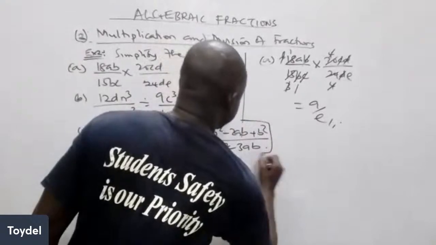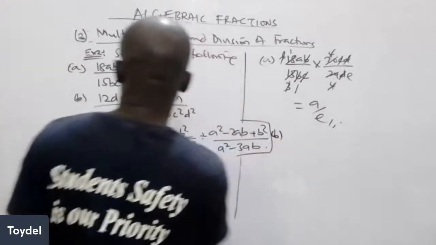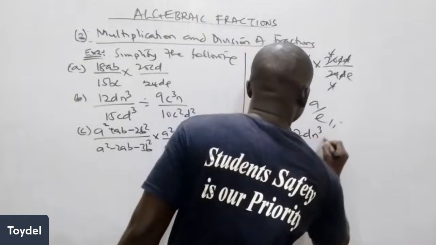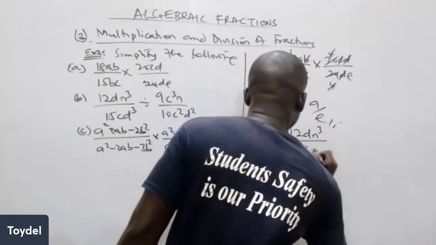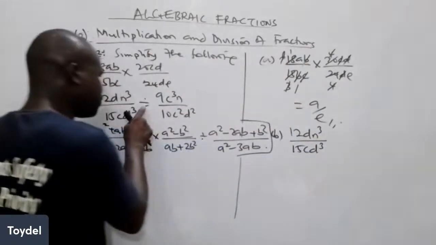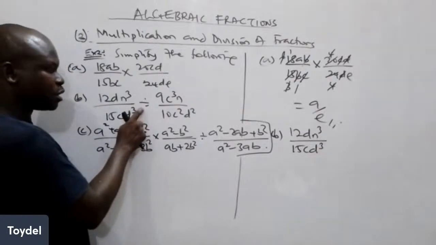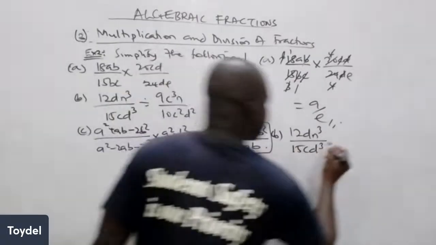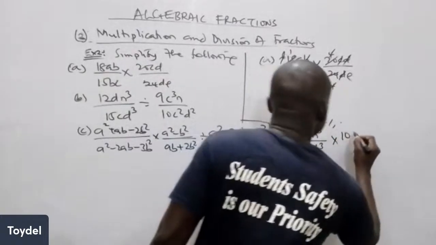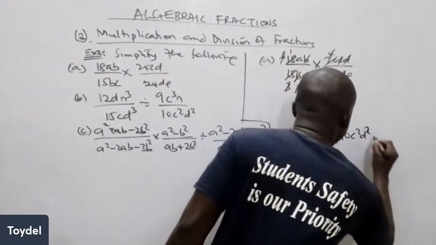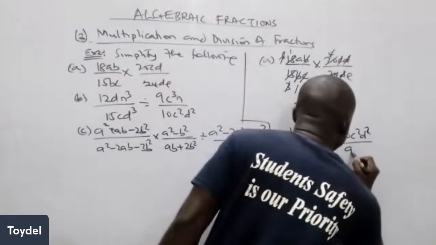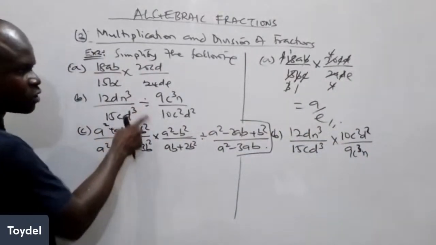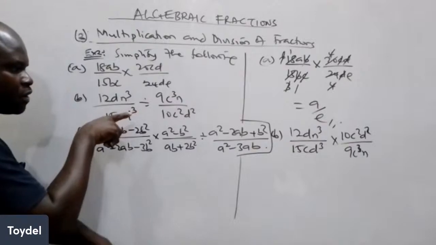Let's go to the second example. That is B, where we have 12d n cube all over 15cd cube. So we have division here. If I want to change division to multiplication, I will interchange, bring the denominator to the numerator and vice versa. So I'm going to change this to 10c squared d squared all over 9c cube n. So when I decide to change this division to multiplication, I will reverse it.